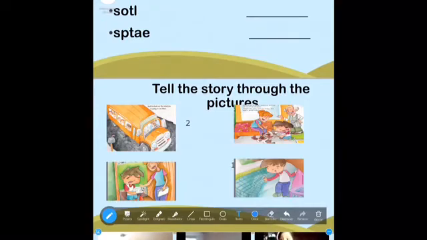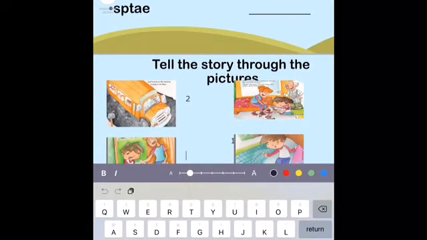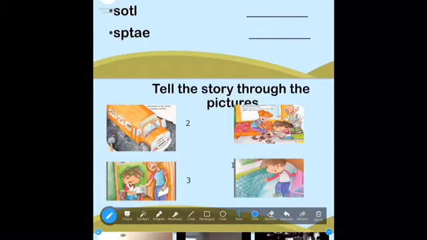Okay, very good. This is the number 3. Very good, Frida. Thank you. Okay, so this is number 3. And finally, Suri. Which is the number 4, Suri? Which is the number 4?